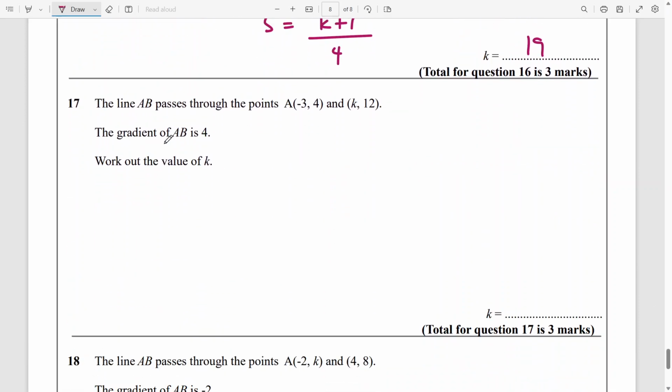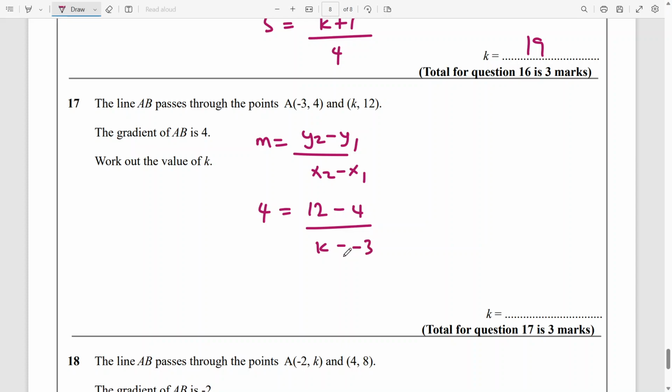And then the next one, the line AB passes through this coordinate, and the gradient of the line is 4. So let's work out the value of K. Again, we're going to start out like before. So gradient is y2 minus y1 over x2 minus x1. The gradient is already 4. And y2 here is 12, minus y1, which is 4. And x2, which is definitely going to be k, minus x1, which is another minus 3.